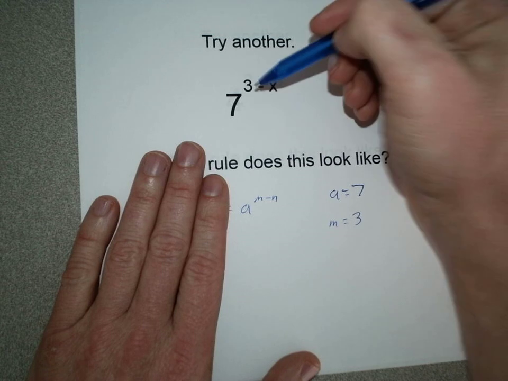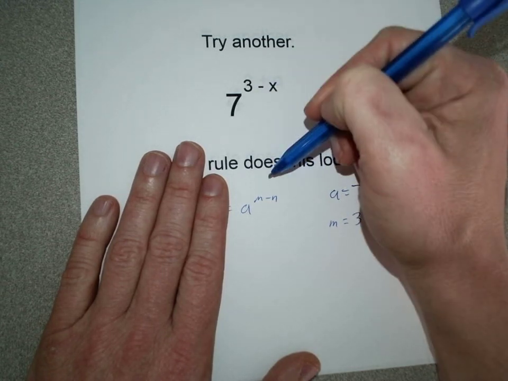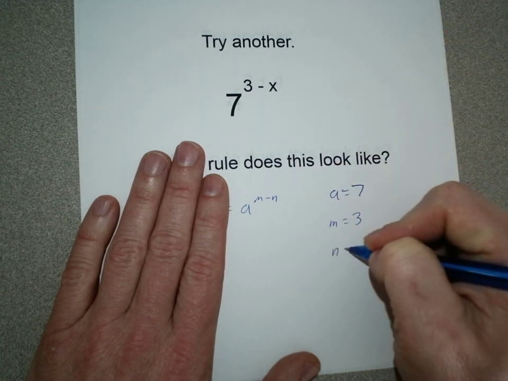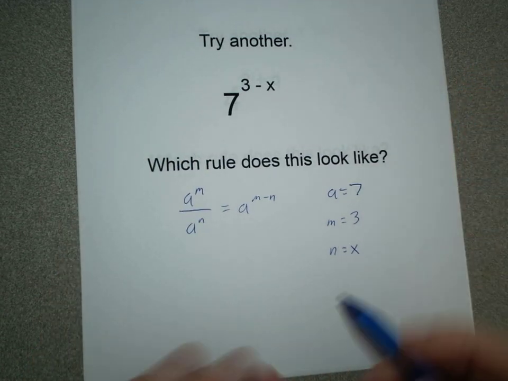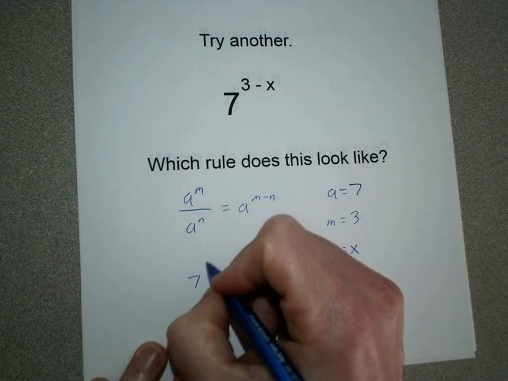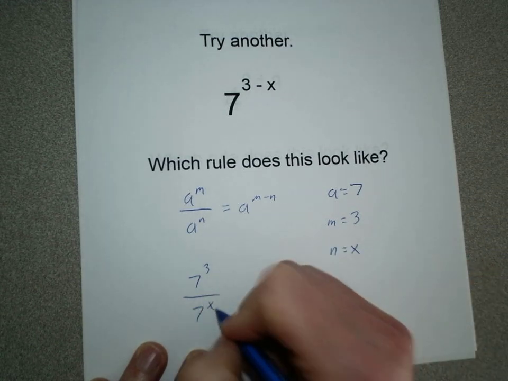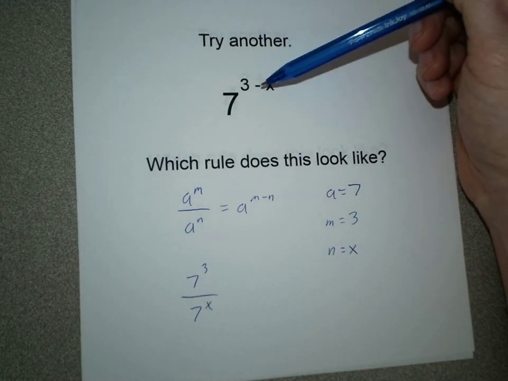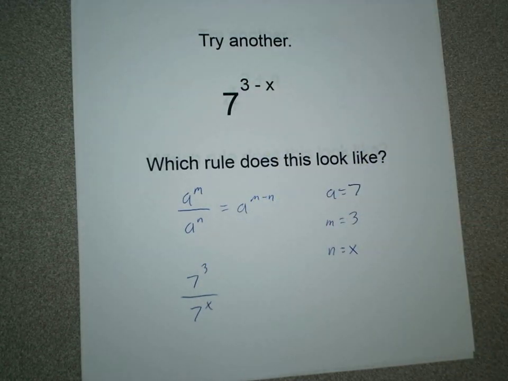That minus sign matches, so this x is not negative. It's just the minus sign that matches the formula. So what's in the place of n? Well, in this case, n is the number x. Now that I know a, m, and n, I can replace it in the original question. I have a, which is 7, to the power of m, which is 3, divided by a, which is 7, to the power of n, which is x. So a valid alternate version of 7 to the power of 3 minus x is 7 cubed times 7 to the x power. So the question becomes, is there another way that we could write this?